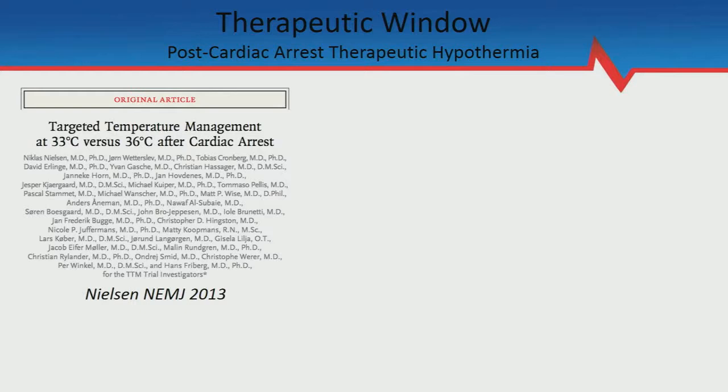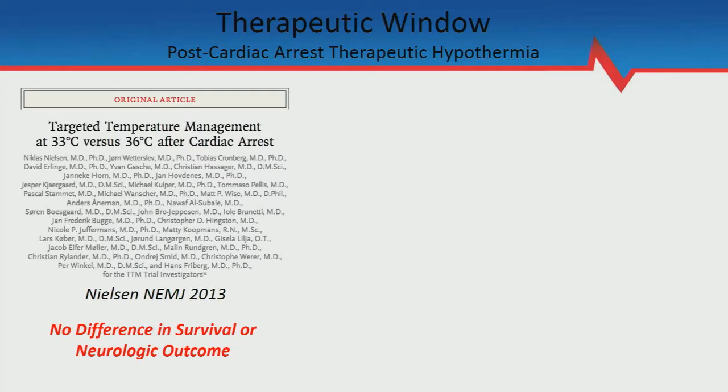This is the biggest trial done in post-cardiac arrest cooling, an international study published in the New England Journal in 2013, comparing 33 to 36 degrees after cardiac arrest. There are different camps on what 36 really means. Some people think 36 is a therapeutic amount of hypothermia. Some people think that's just normothermia. That's an ongoing debate. But what they showed was no difference in outcome.